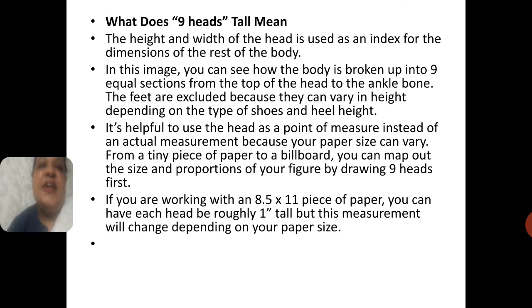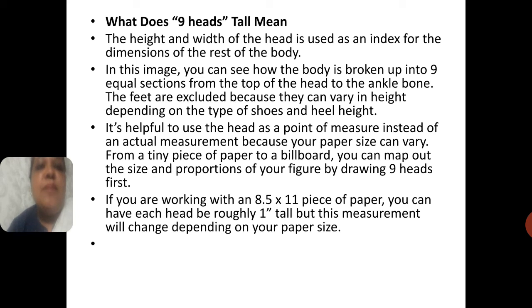What does the 9 head theory mean? The height and the width of the head are used as an index for the dimensions of the rest of the body. In this image, you can see how the body is broken up into 9 equal sections from the top of the head to the ankle bone. The feet are excluded because they can vary in height depending on the type of shoe and heel height. It is helpful to use the head as the point of measure instead of an actual measurement, because your paper size can vary from a tiny piece of paper to a billboard.